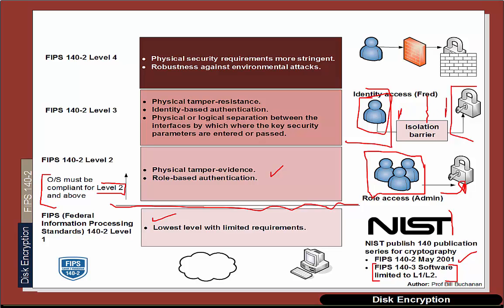At level 4, we have the highest level, and this is where we have much more physical security requirements, such as being inside a guarded building and so on, and also robustness against environmental attacks, such as power supply failures and so on.